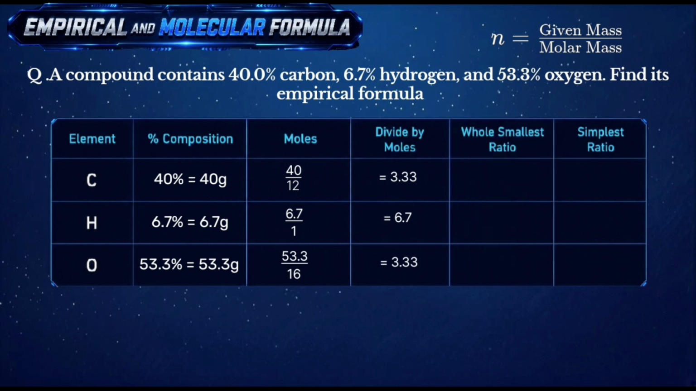Now, in the fourth row, we will find the simplest whole number ratio. To do that, we first look for the smallest value in the moles row. Here, 3.33 is the smallest value. So now we will divide all the mole values by 3.33. For carbon, 3.33 divided by 3.33 equals 1. For hydrogen, 6.7 divided by 3.33 equals 2. For oxygen, 3.33 divided by 3.33 equals 1. This gives us the ratio: 1 to 2 to 1.